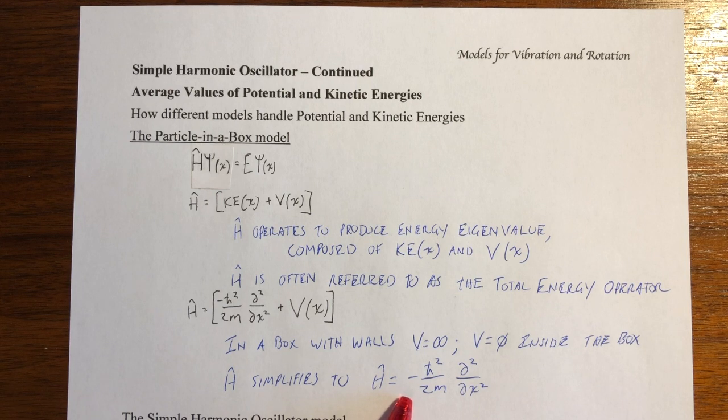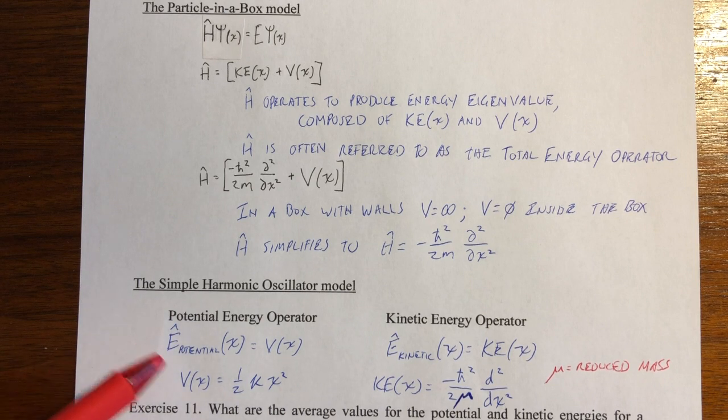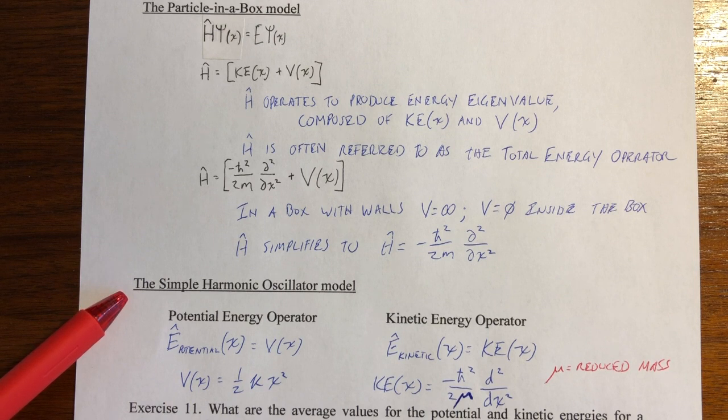But in reality, if we zoom back up, when we do have potential energy, it is included in the Hamiltonian operator, and that is why it is considered the total energy operator. Now, if we move on to the simple harmonic oscillator model, we can see that the potential energy operator, E potential of x, is equal to V of x, which we've seen before, and we showed in a few lectures ago that V of x is equal to 1/2 times the spring constant times the square of position. And that's for the potential energy operator in the simple harmonic oscillator model.